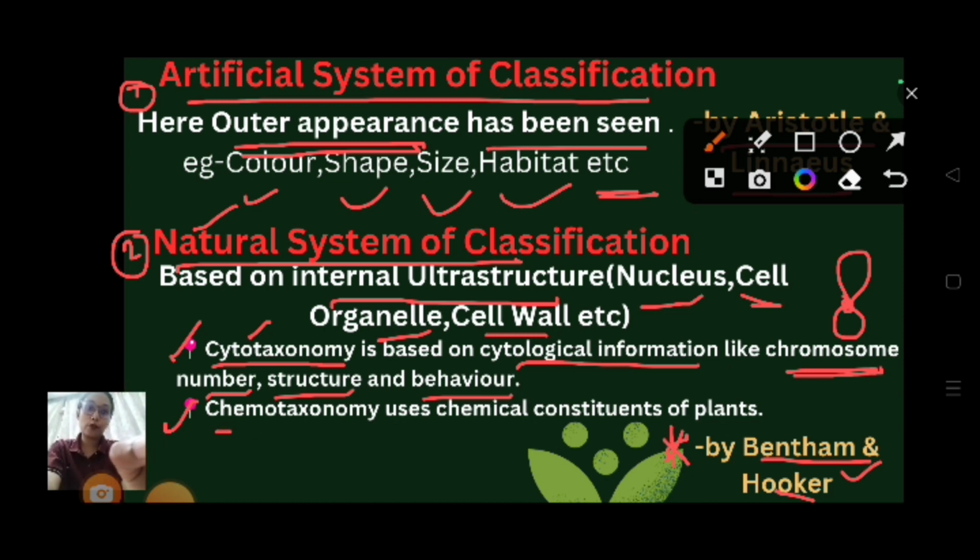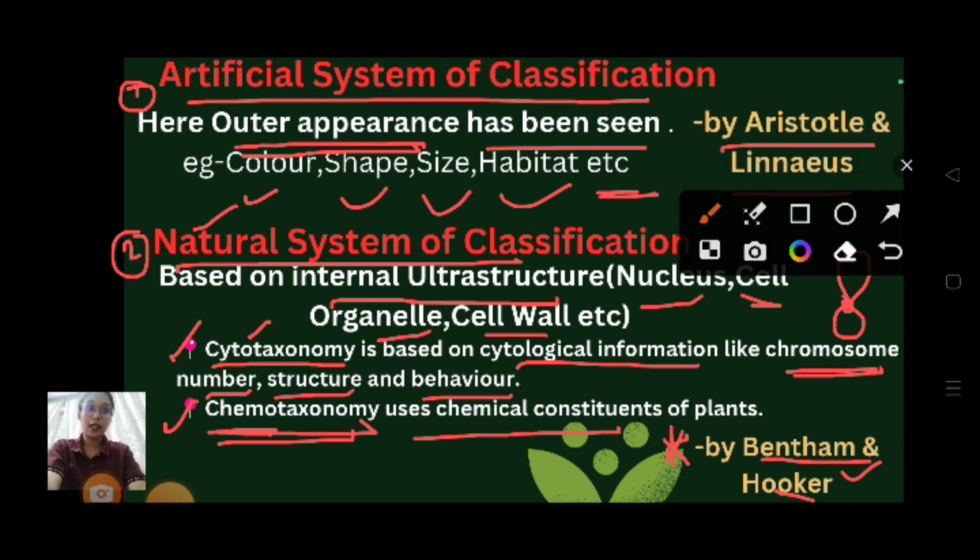The next is chemotaxonomy. Chemo means chemicals. From the name itself it suggests that chemotaxonomy means the use of the chemical constituents of a plant. Whatever it is composed of, the chemical composition of the plant, is considered in this natural system of classification. Understood what cytotaxonomy is? Cytotaxonomy is the cytological characteristics, about the chromosomes. And chemotaxonomy is the chemical constituents of a particular plant. Clear?